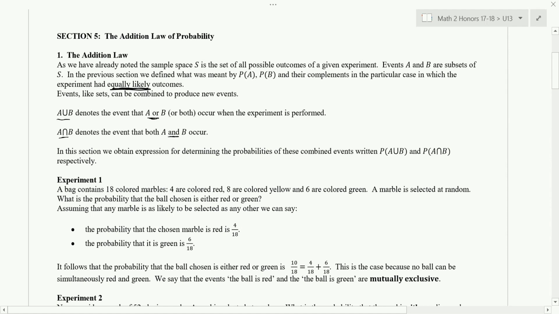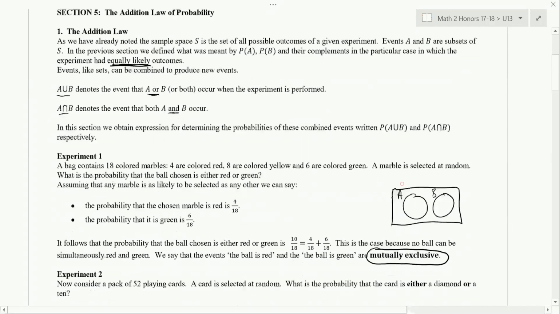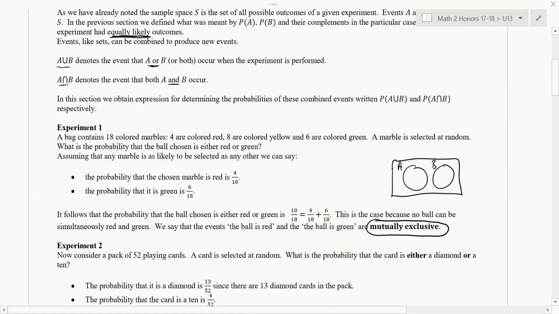In this case, we can do this because the events are mutually exclusive. And that's going to become important for us. And remember, with Venn diagrams, mutually exclusive was the case where there was no intersection. They didn't have anything in common. You can't pick a marble and have it be both a red and a green marble at the same time if you're only picking one marble. Okay? Now, let's compare that to this next example.